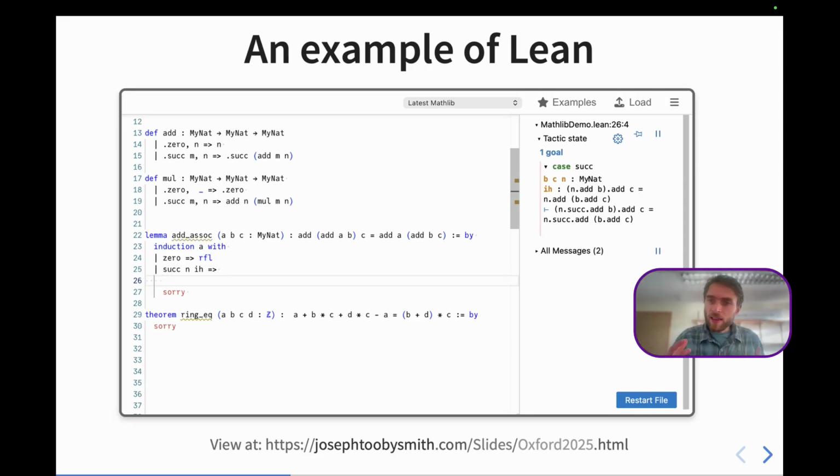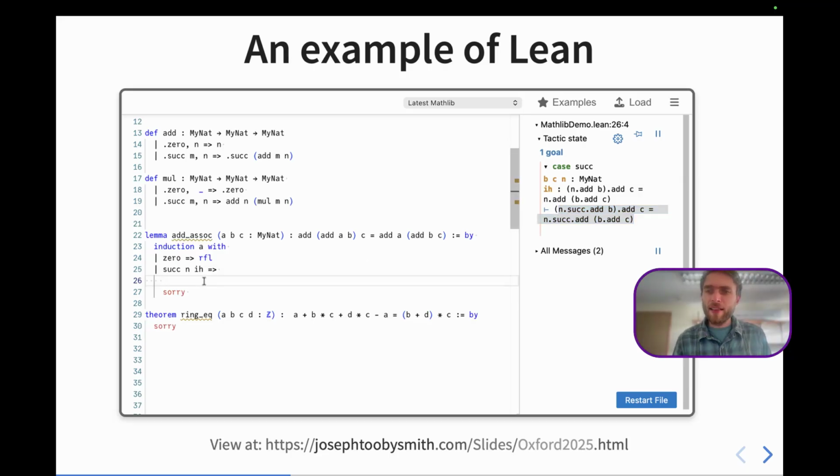So in this inductive case, we now have this thing here, which is the goal we're trying to prove. And this is the case where we're dealing with n plus 1. And this IH thing here is the inductive hypothesis. So this is the case for just n. And we want to prove this. So how would we do this?